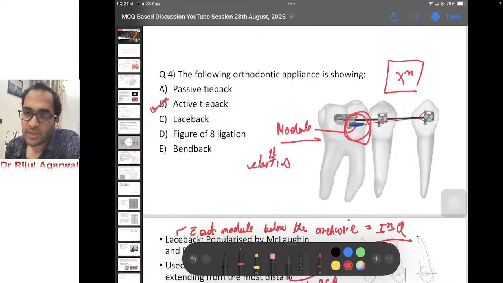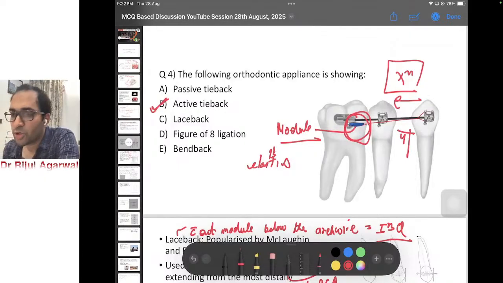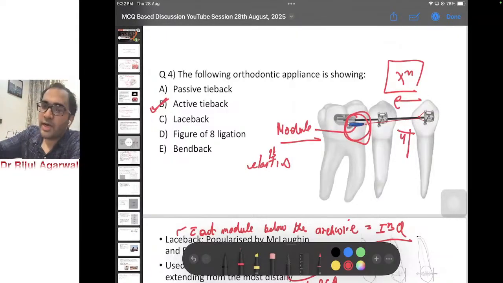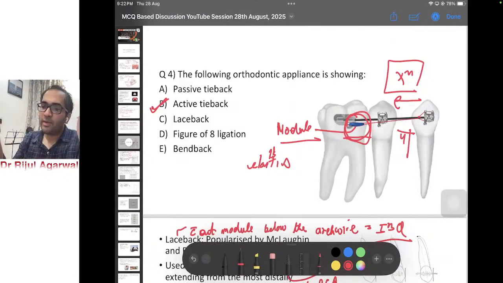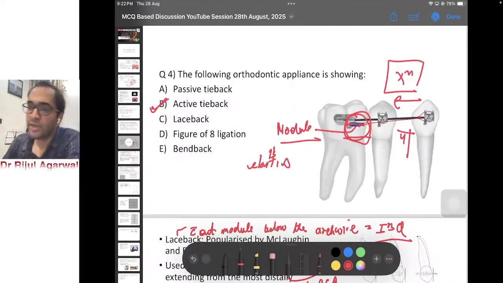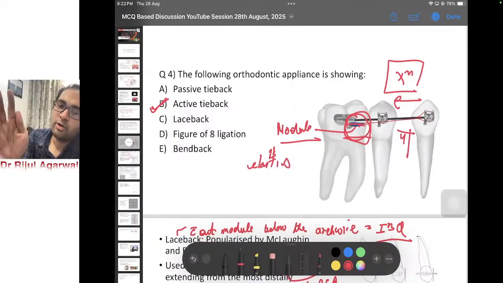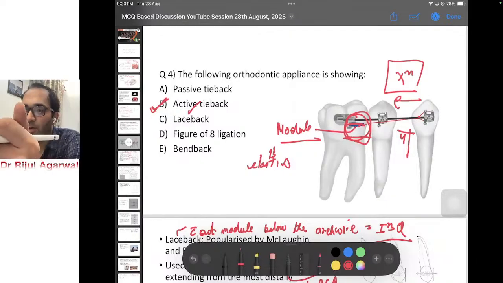So in extraction cases, you have extracted premolars, and you want to retract the anterior teeth. So this module is tied with the help of this ligature wire. What will happen? It will stretch, or its diameter will increase. With time it will try to come back to its original diameter, taking the anterior teeth back or distalizing them and closing the space. So that is the purpose of active tie back.